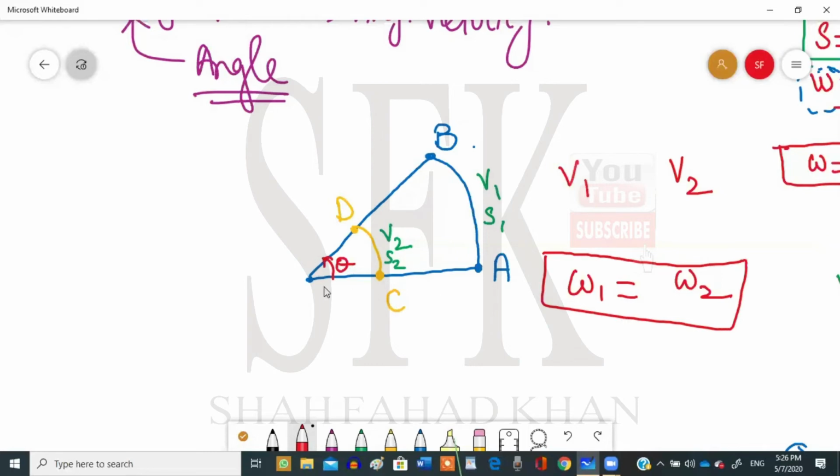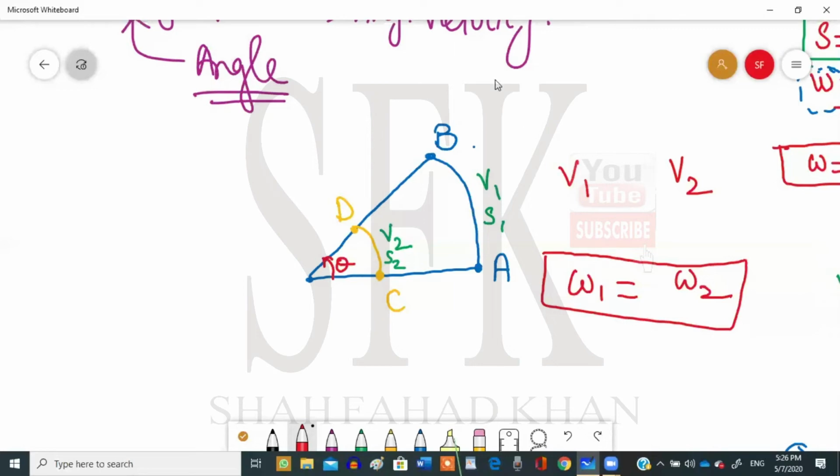And the time they took to travel this distance was also the same. Okay, and how will the linear speeds compare? How will the linear velocities compare? Any idea? So V2 will be greater.